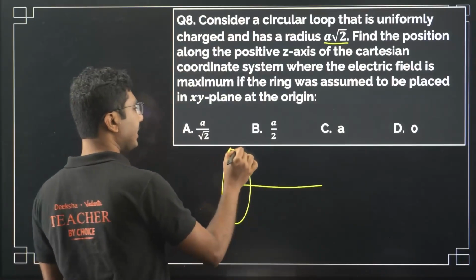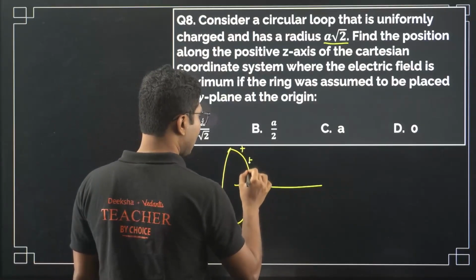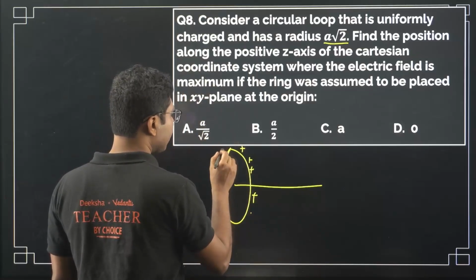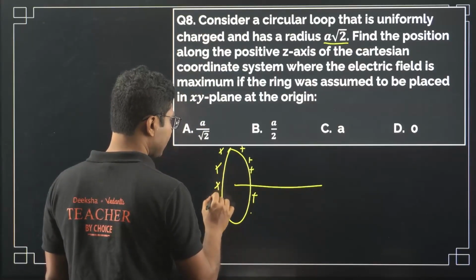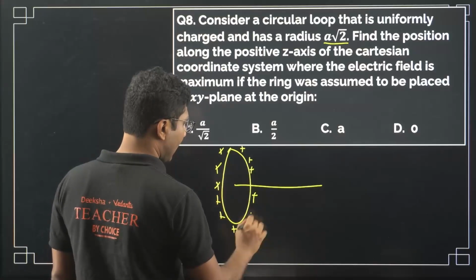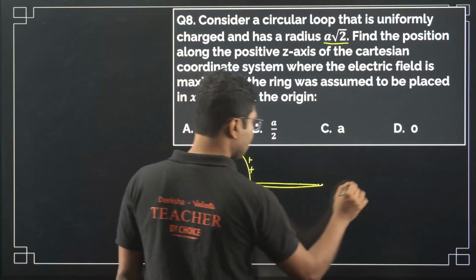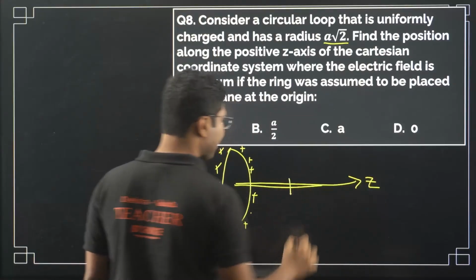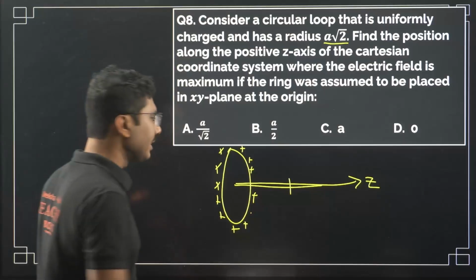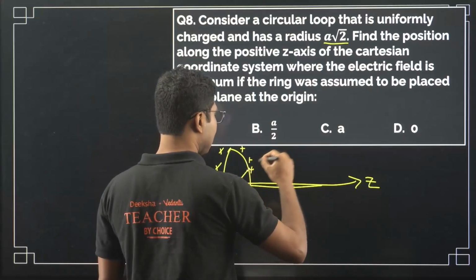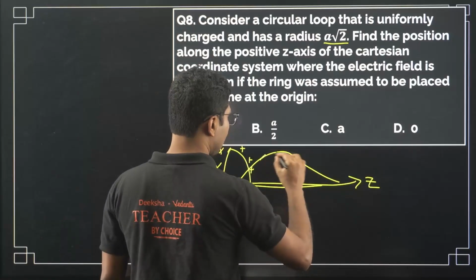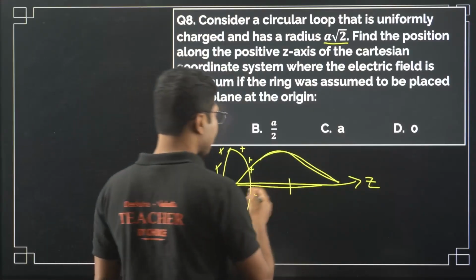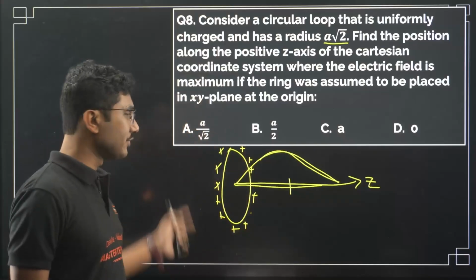So you have a charged ring placed in the xy plane. So this plane is basically xy plane. Obviously it's a three-dimensional diagram. So these are all positive charge, and this is the z-axis. You have to find where the electric field gets maximum. So if you consider a charged ring, electric field basically varies like this. And there is a derivation for that. First of all, you have to calculate the electric field due to this charged ring.